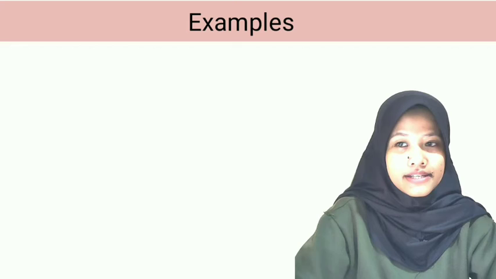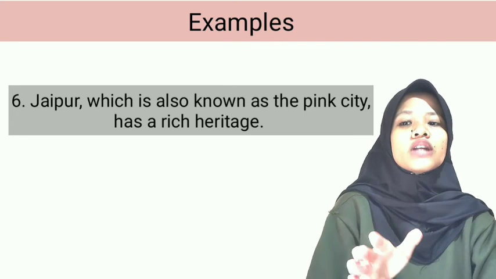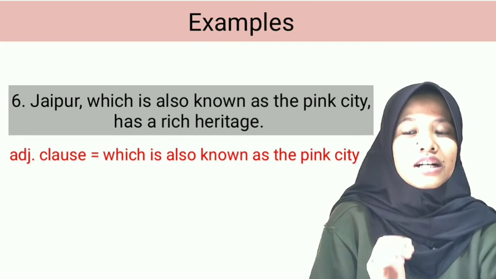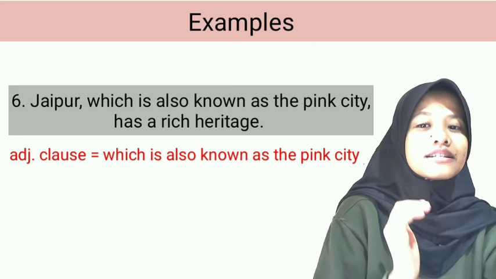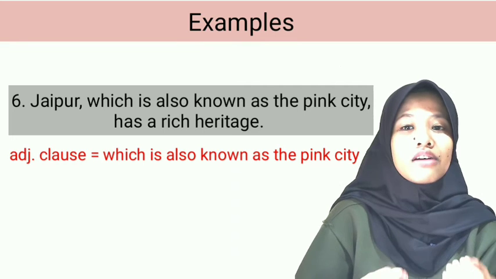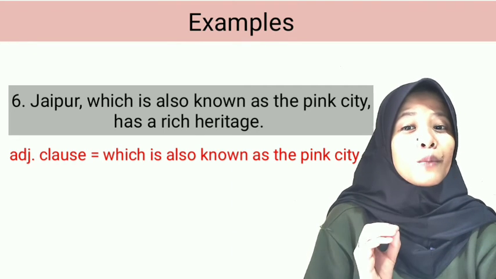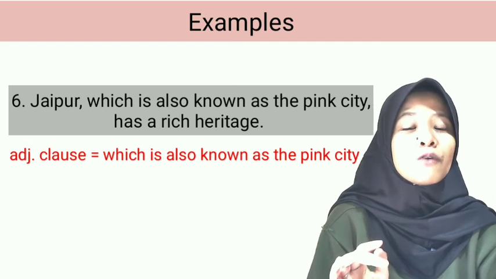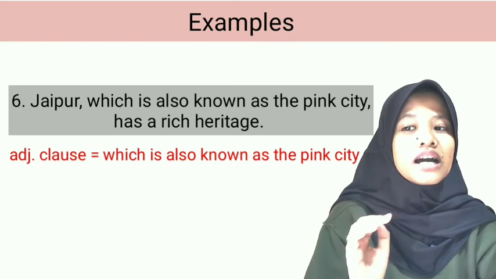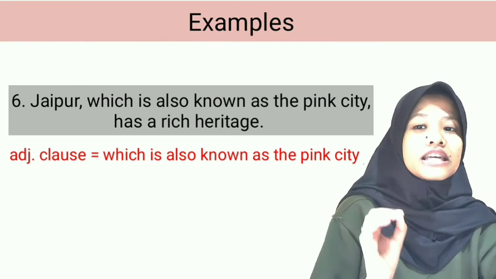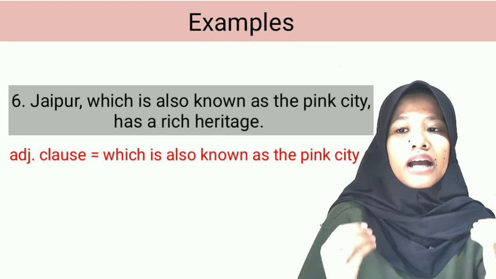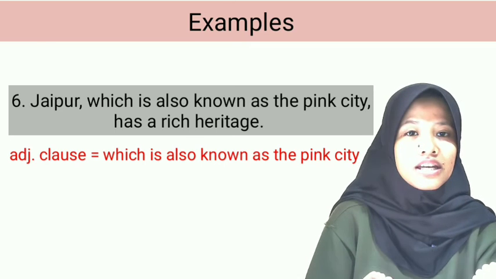Okay, next, number 6. Jaipur, which is also known as the Pink City, has a rich heritage. So, which is also known as the Pink City is an adjective clause. This sentence is giving extra information about the noun Jaipur. Jaipur is a proper noun and it doesn't need any information to be identified. So, this adjective clause, which is also known as the Pink City, is giving us extra information about the subject itself. So, it's not helping us to find out the subject because the subject is a proper noun.